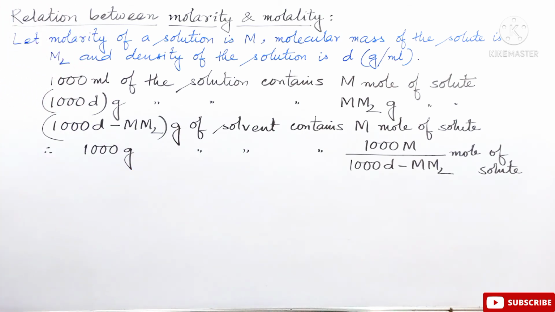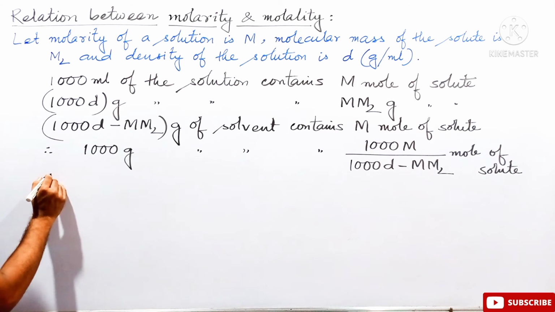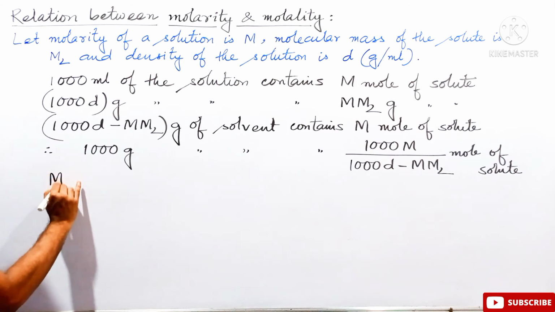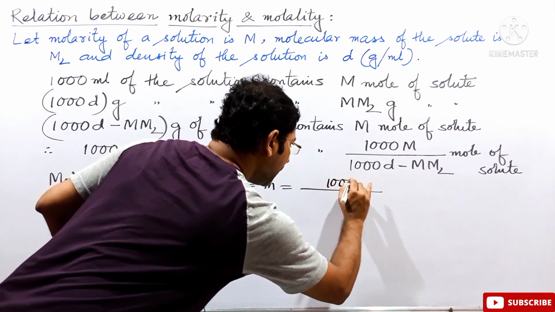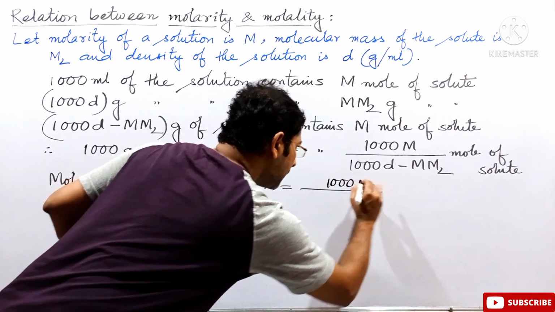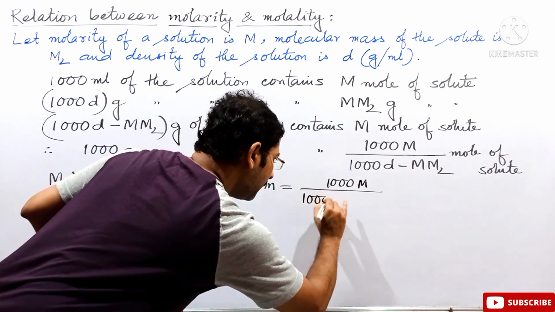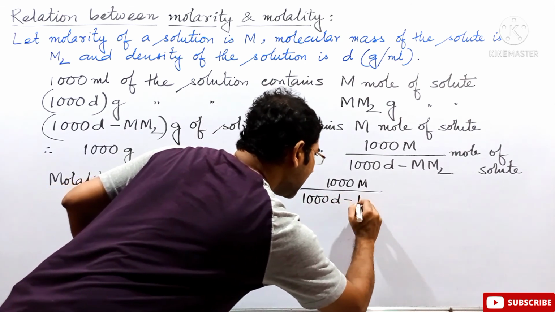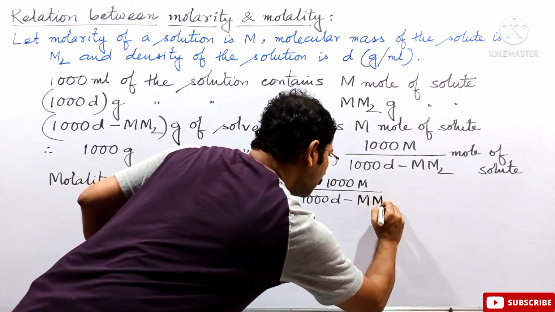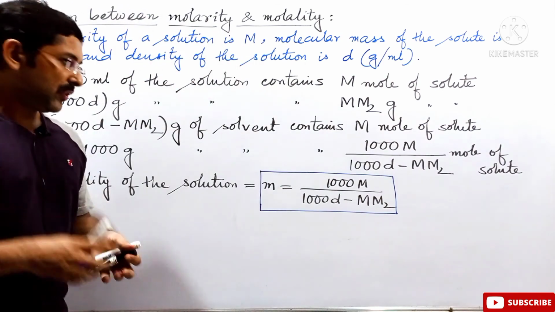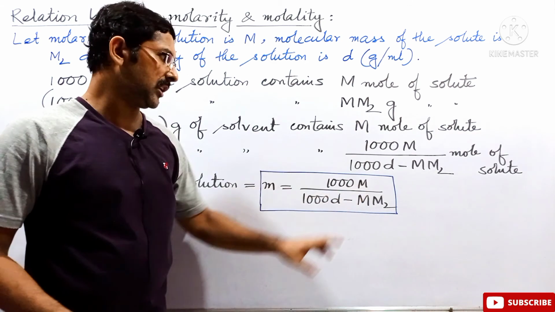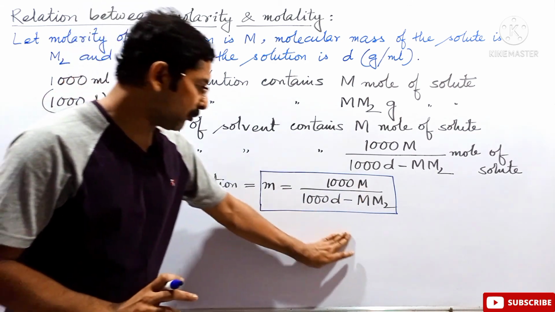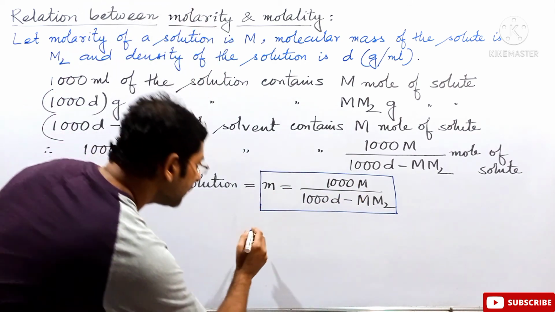So we can write the molality of the solution as equal to 1000 M divided by 1000 D minus M into M2. So this is the relation between molality and molarity of a solution. There is one popular form of the equation. We can just modify it.